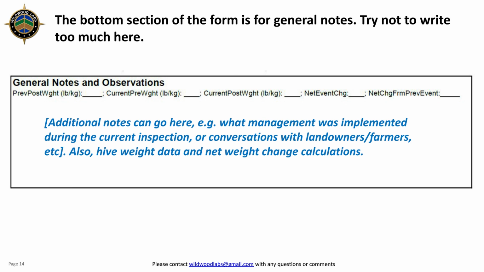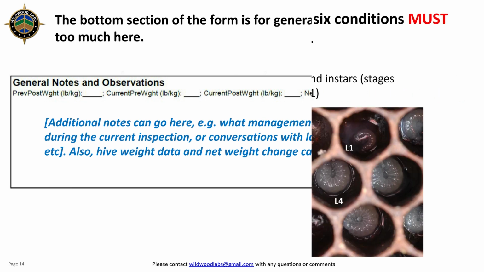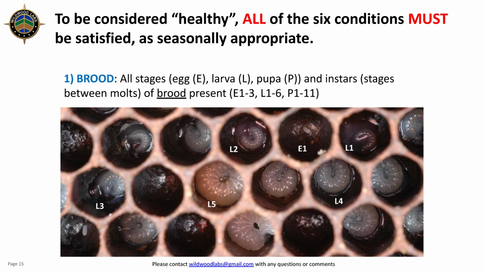Now let's look at each of the 6 conditions to better understand the definitions for each and how to assess them. The first condition listed on the HCC form is the brood condition. You'll be assessing all the conditions at once, but will start mentally checking off subconditions if and when problems are observed. Subconditions will be defined shortly.